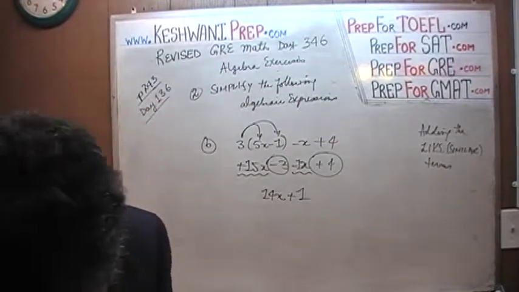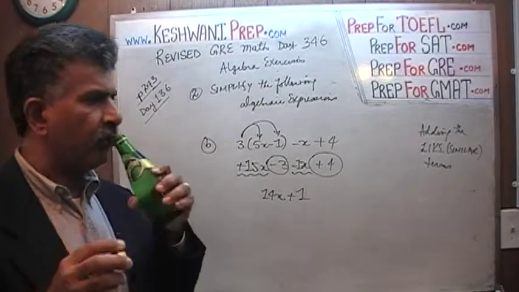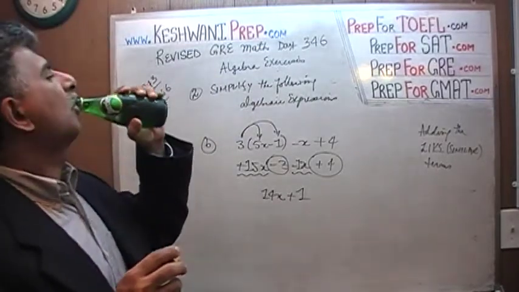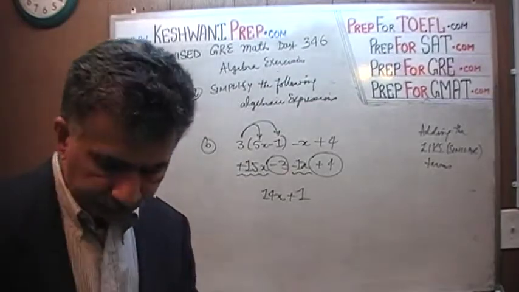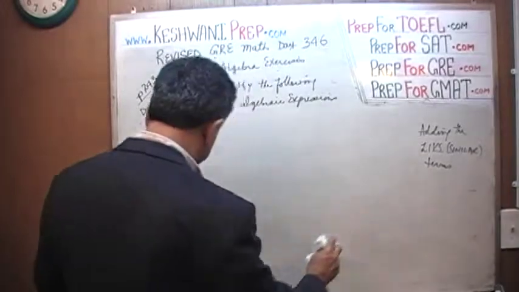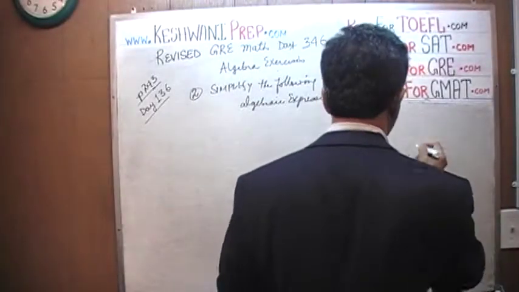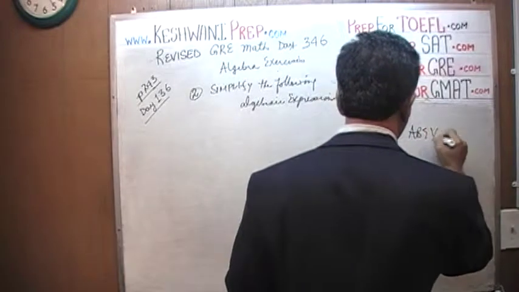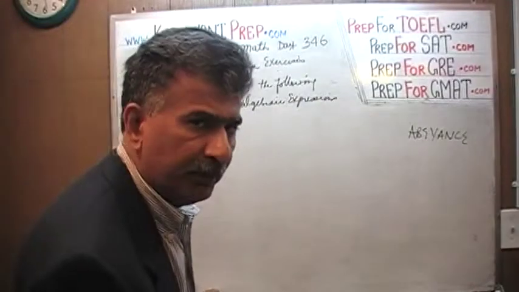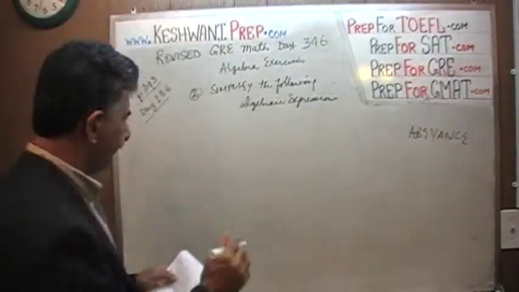Let's see what number 3 says. Number three is a little tricky one. Let's keep part C in abeyance right now. Let's keep it aside. We'll deal with it in a second. Let's go to D.